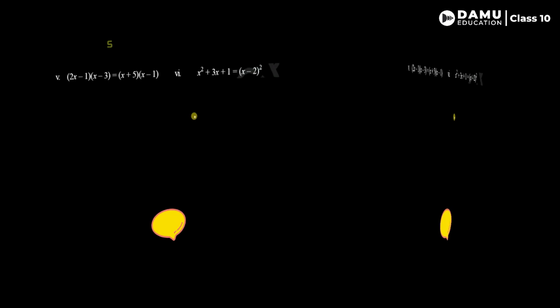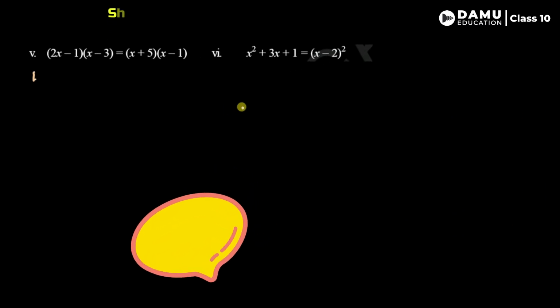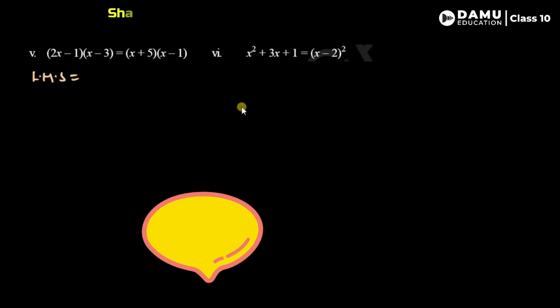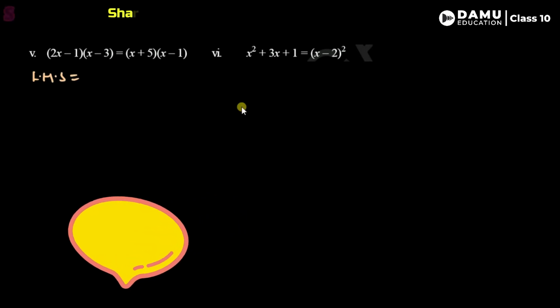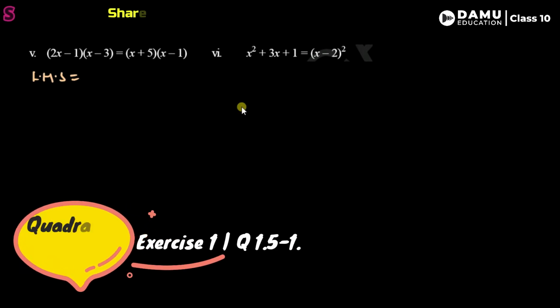Now let's see the fifth one in the first question. Let's write the LHS. The given expression is (2x minus 1) into (x minus 3) equal to (x plus 5) into (x minus 1). Is it a quadratic equation or not? First, simplify the left hand side: (2x minus 1) into (x minus 3).